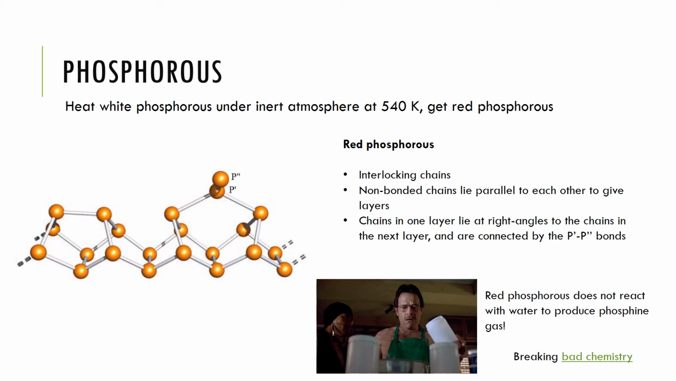Now, that is an example of what I call Breaking Bad chemistry, because red phosphorus does not react with water to produce phosphine gas. It reacts with hydrogen to produce phosphine gas, but it would not react with water. So don't believe everything you see in Breaking Bad.